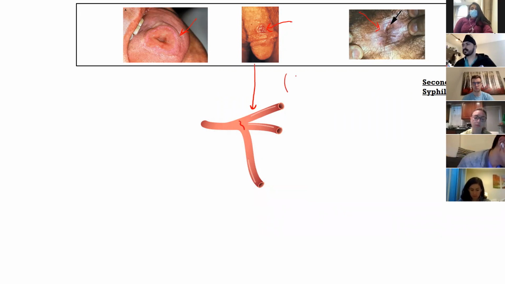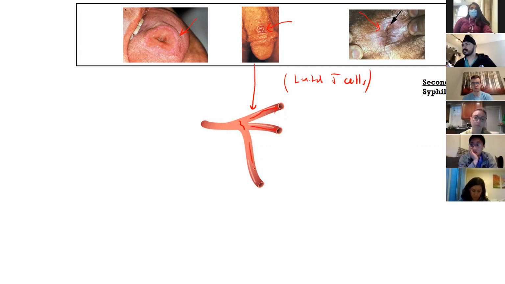And really this dissemination is limited by T cells. So patients who have T cell dysfunction will have a higher risk of having disseminated syphilis. So once again, it goes into your vasculature, and then it goes to a bunch of different sites.